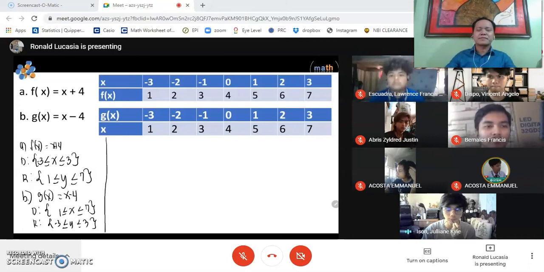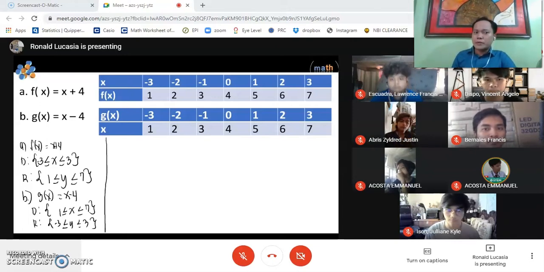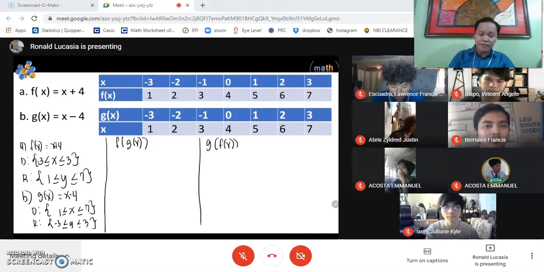Since their domain and range are somehow similar but interchanged, I can infer that they are inverse functions. Now, for us to conclude that the two functions are inverses, let us first evaluate f of g of x, and the second one is g of f of x.